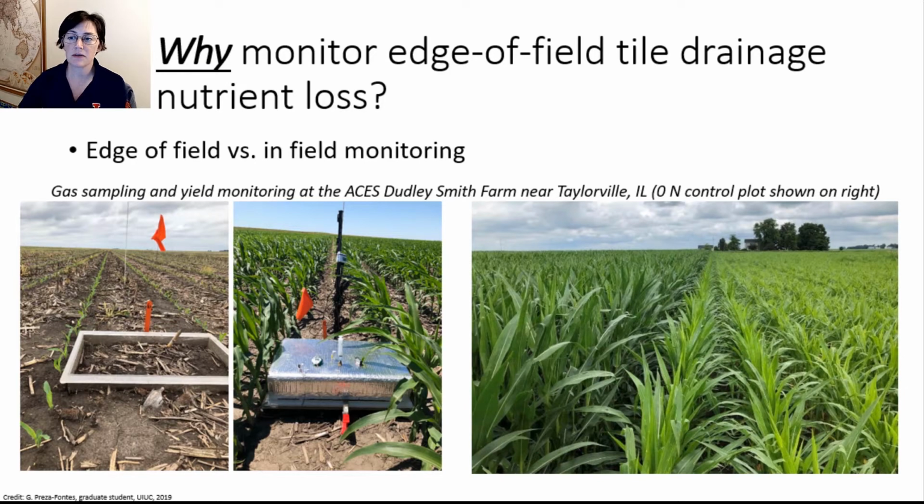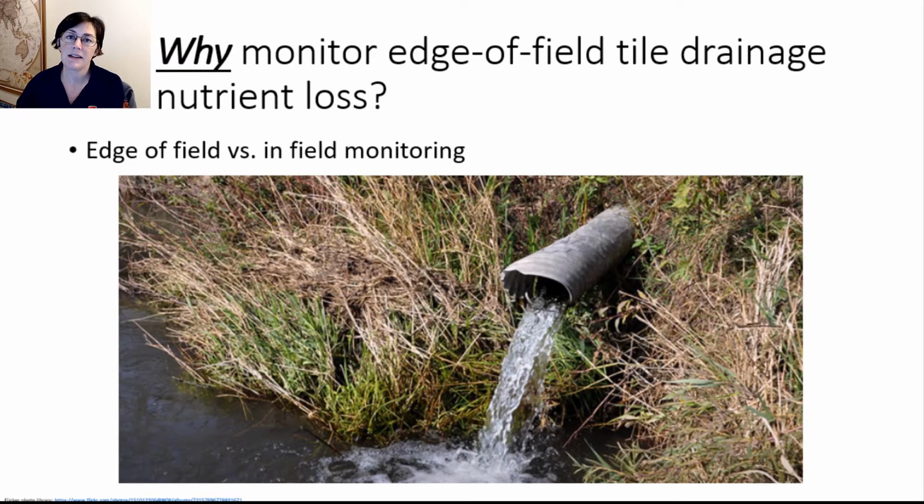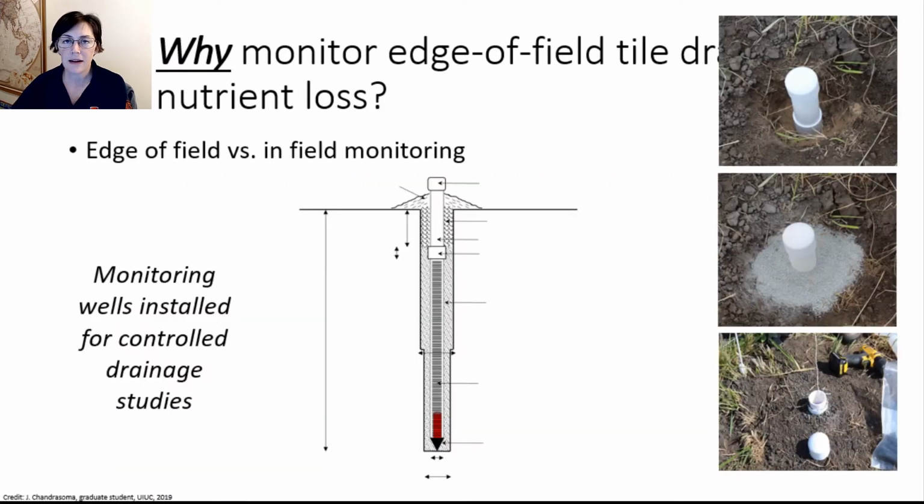Now, for agronomists or soil scientists, in-field monitoring would include soil sampling, gas sampling, biomass sampling, yield monitoring, and more. For water scientists and engineers and water people, I'll say, edge of field sampling is an assessment of the water that's leaving the field. So you would imagine this is done at the edge of the field, or in some cases at the edge of a plot.